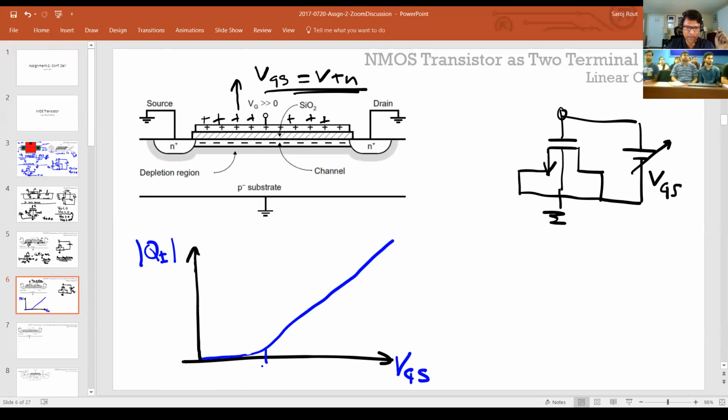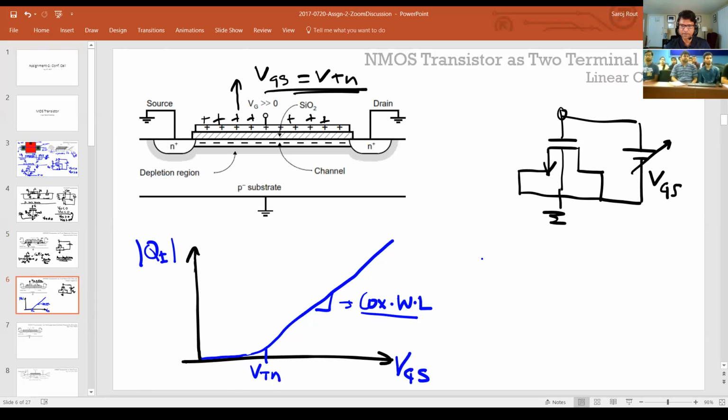Okay, and this point, the VGS where it starts increasing, we call it the threshold voltage, which is VTN for NMOS. For a PMOS, it'll be the opposite polarity, and it's usually called VTP. And now this slope is nothing but your capacitor slope, so it'll be Cox times the area of your transistor. So that's how it looks like a capacitor.